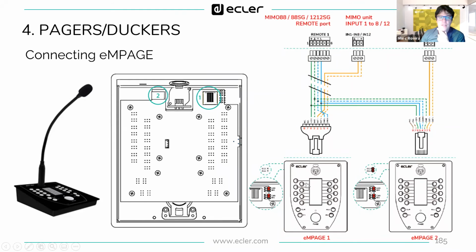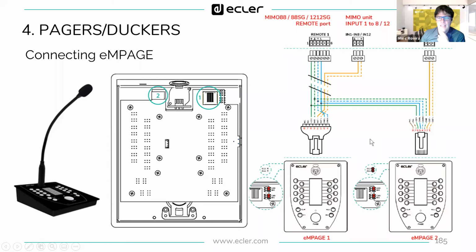If you have two EM pages, we have to connect them in daisy chain. Daisy chain is this: from the remote it goes to the first EM page, and then from the first EM page it goes to the second EM page. Obviously, the audio connection is not daisy chain, it is direct to the matrix, okay? So this is important as well.